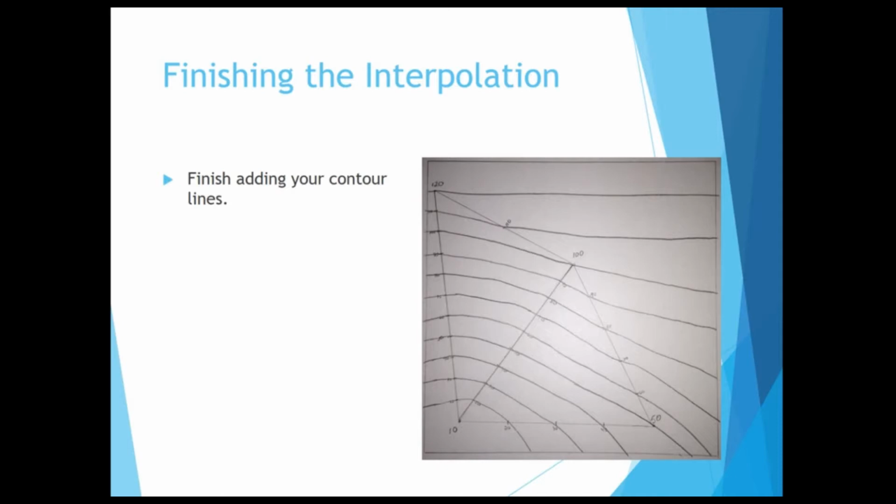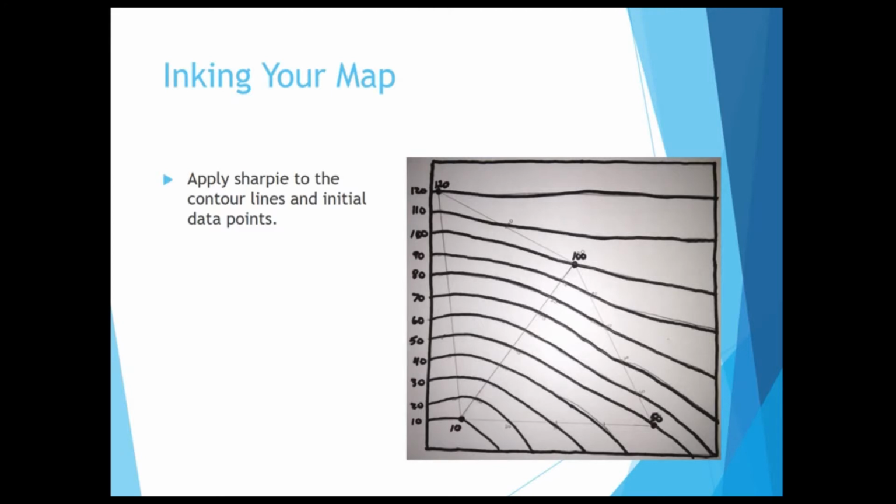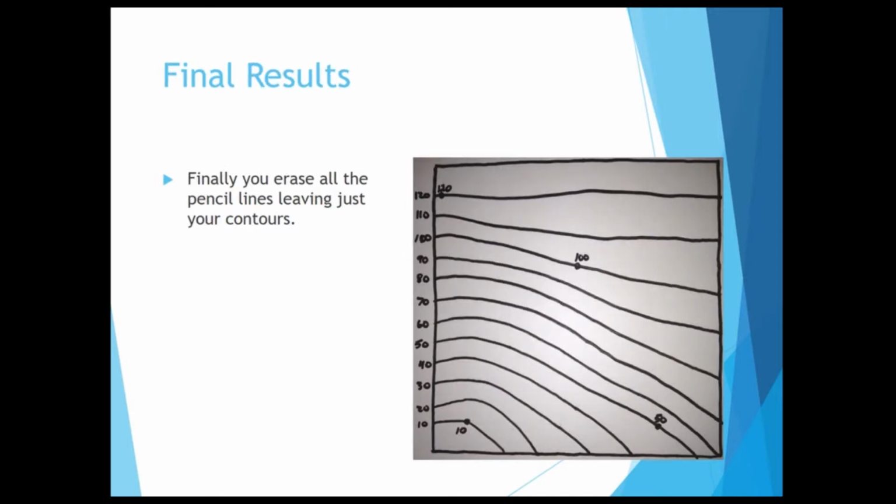So to finish up, what we do is we add Sharpie, something that won't erase, and it helps us see the contour lines. We do that only on the contour lines, not on the triangles. Then we can erase the triangles, leaving a nice contour map.